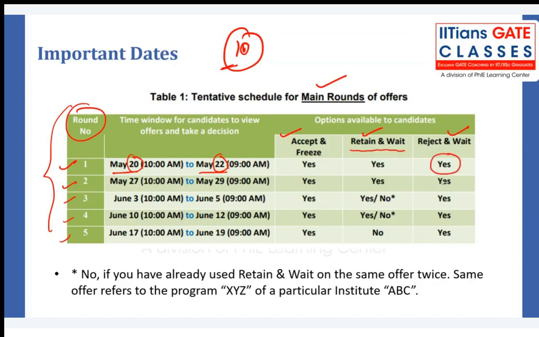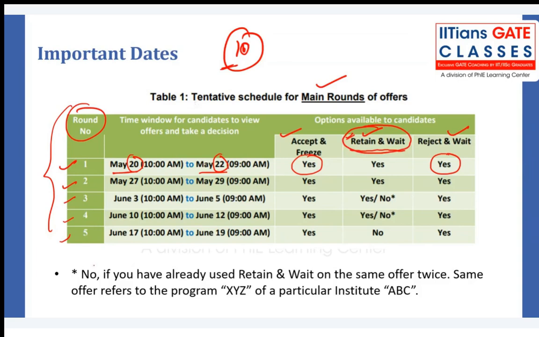So retain and wait, but there is a restriction on retain and wait, remember this. And if you accept the offer in the first round or any round for that matter, then no other offer will be given to you. Remember this, this is very, very important to understand. So retain and wait is a very good choice for everybody until you accept and freeze the preferred offer, right?